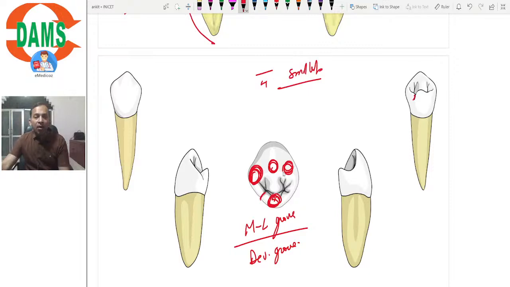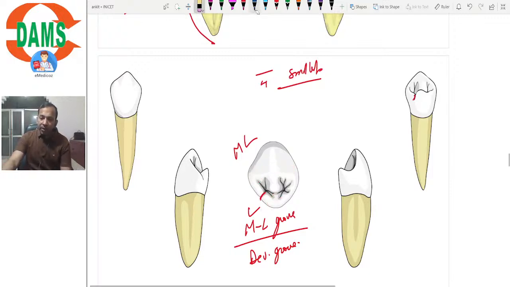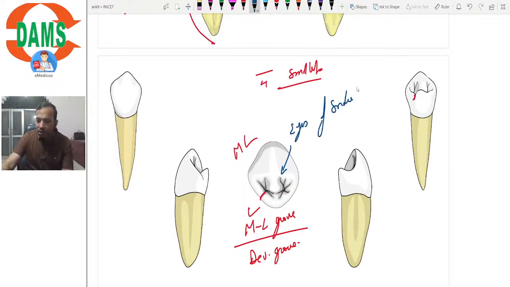You know that the buccal surface is made up of 3 lobes and the lingual surface is made up of 1 lobe. So between the mesiolingual lobe and the lingual lobe, you will see this mesiolingual groove, right? And the developmental depressions here resemble the eyes of a snake.